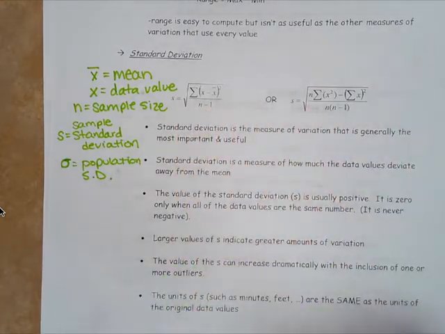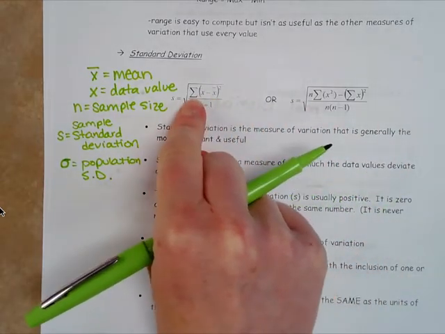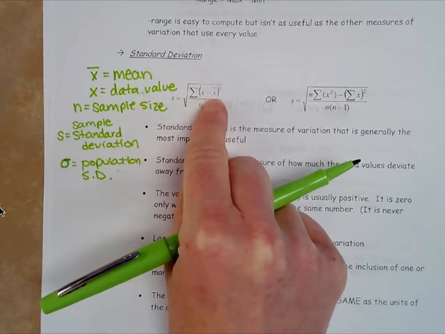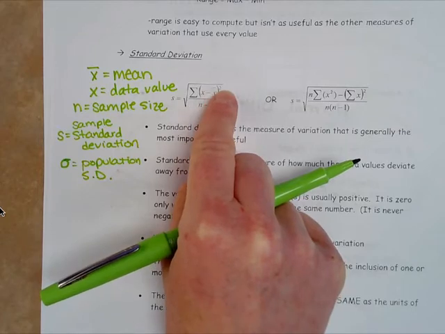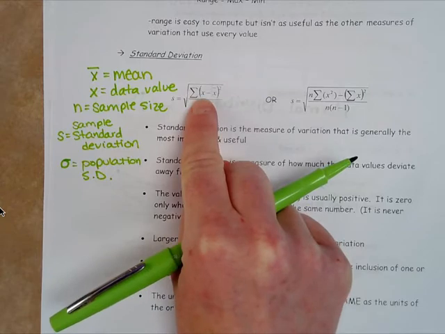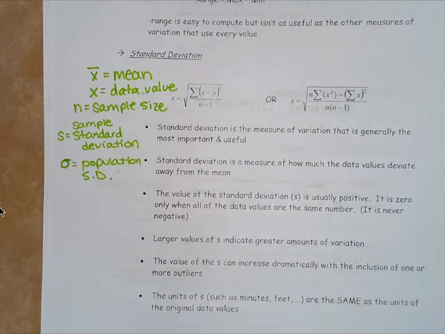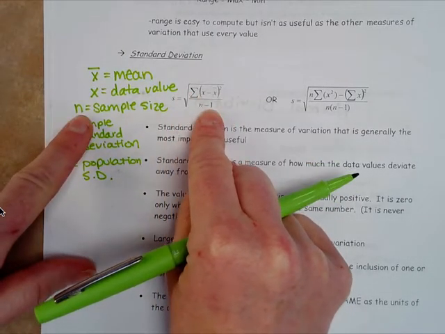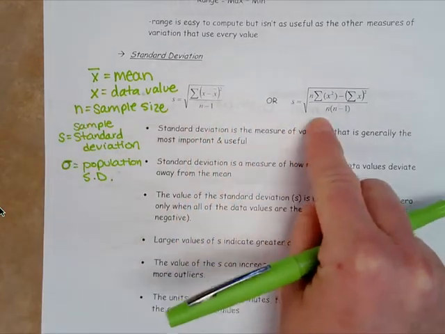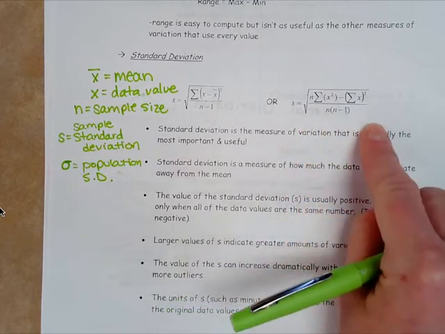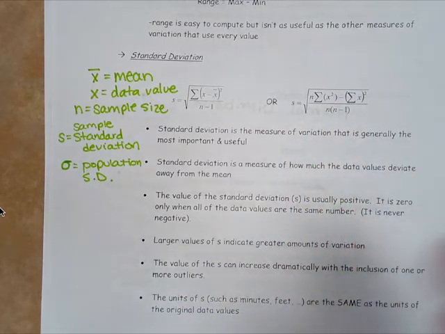So these are the two formulas. It has the summation of a data value minus the mean. You square it. You add all those values up. So you're going to have to find the difference between all of the data values and the mean, square them, and then add them. Then divide by your sample size minus 1. And then this other one just seems like a crazy mess right there. But I'm going to show you how to do it.